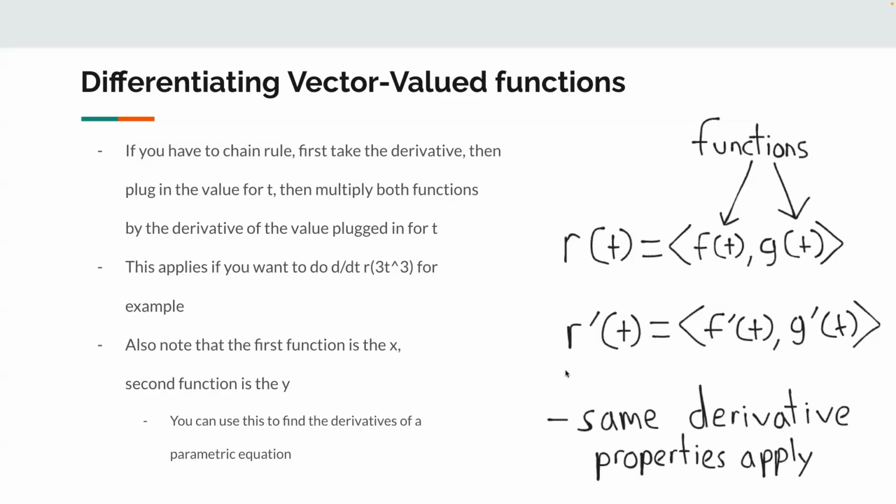So let's say we want to do the derivative of r of 3t cubed. First we'll take the derivative of the inside functions, then we'll plug in 3t cubed for t in each of them, and then we'll take the derivative of 3t cubed, which is just 9t squared, and multiply both of the inside functions by that. And again, note that the first function is the x function, the second function is the y.